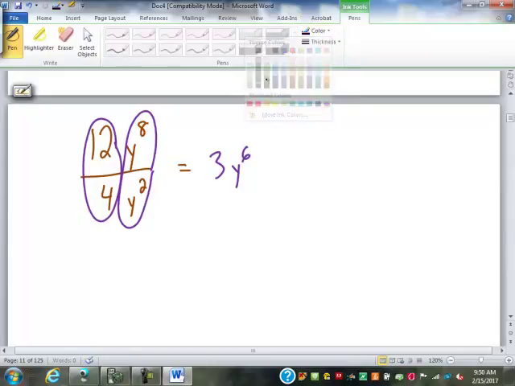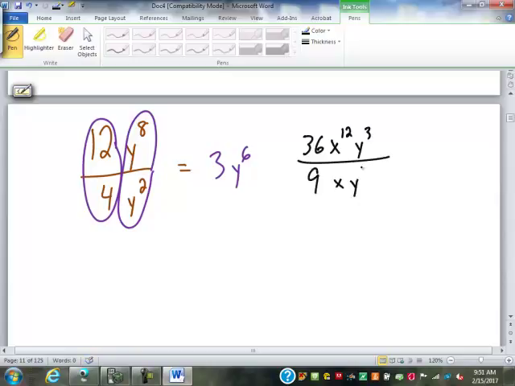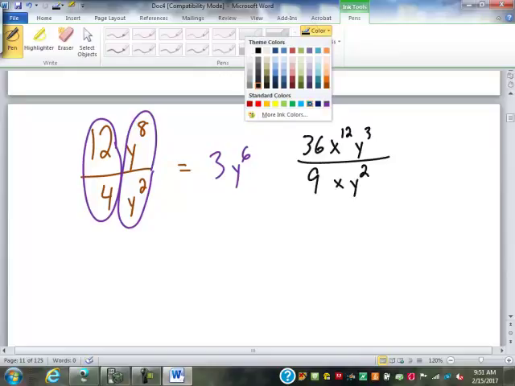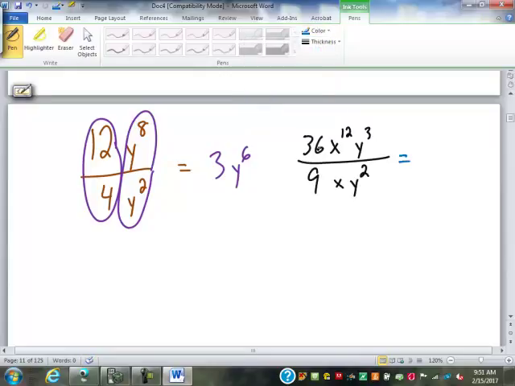Perfect. So if we have 36 x to the 12th, y to the 3rd, divided by 9xy squared. We combine the counts. So 36 divided by 9 is 4. X to the 11, good. We think of that as x to the 1, so 12 minus 1 is 11. And y, just y. 3 minus 2 is 1, so it's y to the 1 or just y.